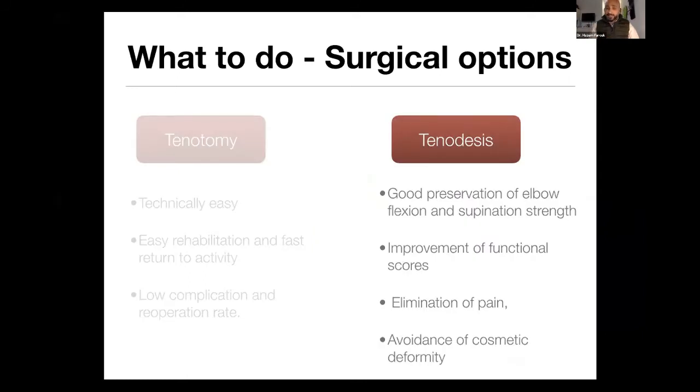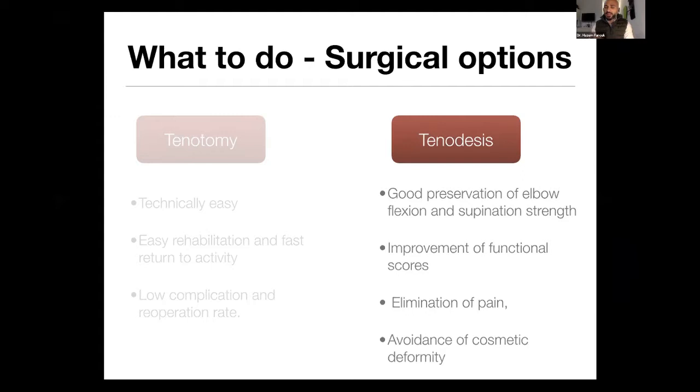What about the tenodesis? What are the advantages when I do the tenodesis and why do I do it? Definitely tenodesis preserves the flexion and the supination and the strength of the biceps. Definitely it can eliminate pain as well, and it avoids the famous Popeye deformity and the cosmetic deformity that happens to some patients when I do the tenotomy.